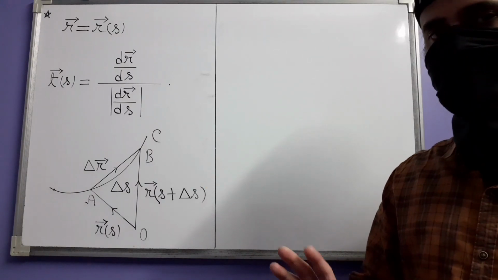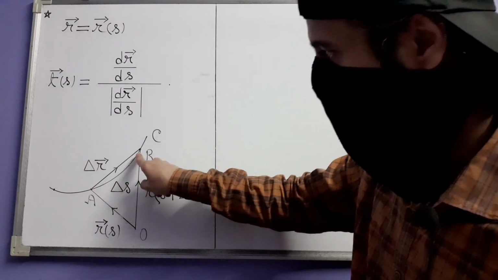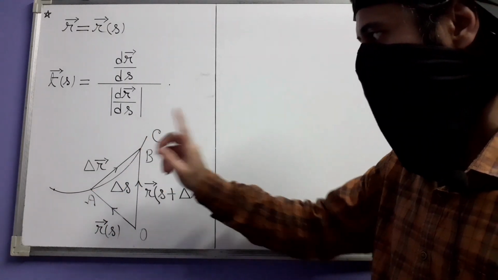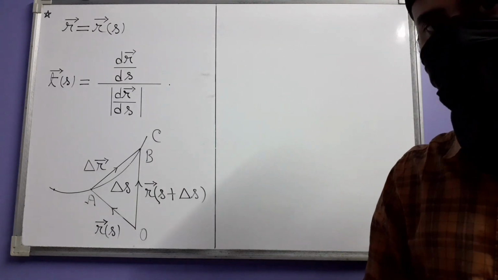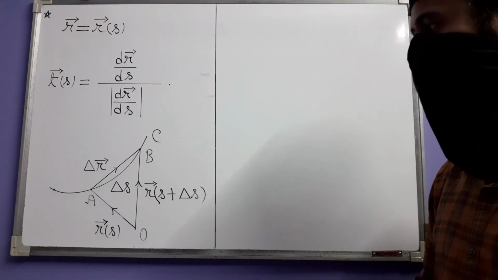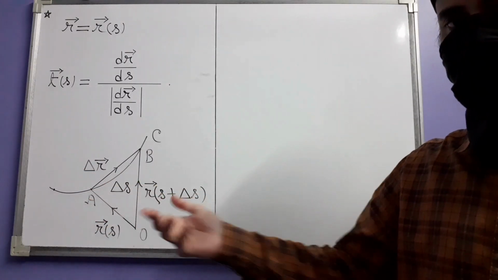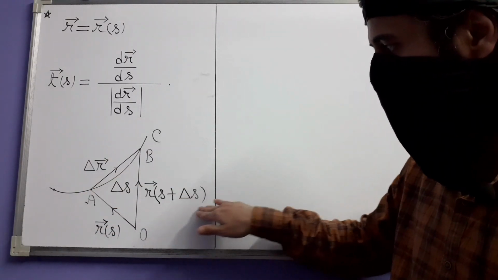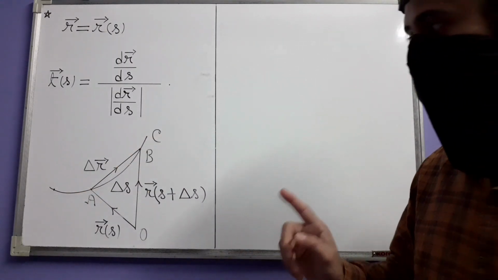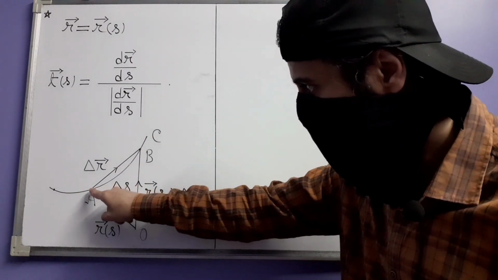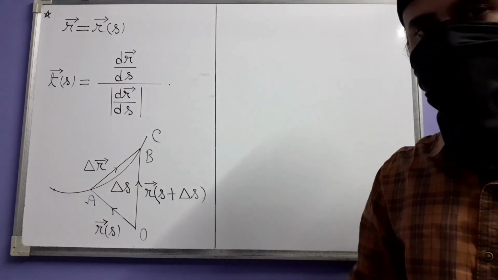Here, however, delta s is positive, suppose. So this much is s, this much is delta s, and this is the point B with this position vector with respect to this point O as the origin. Alright. Now what is this delta r? This also we already know. This delta r is this vector minus this vector, this. And note carefully that the length of this curved part is delta s.